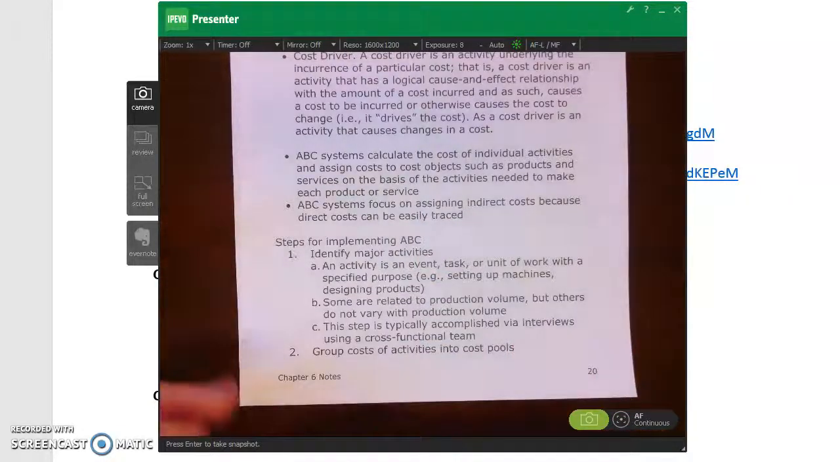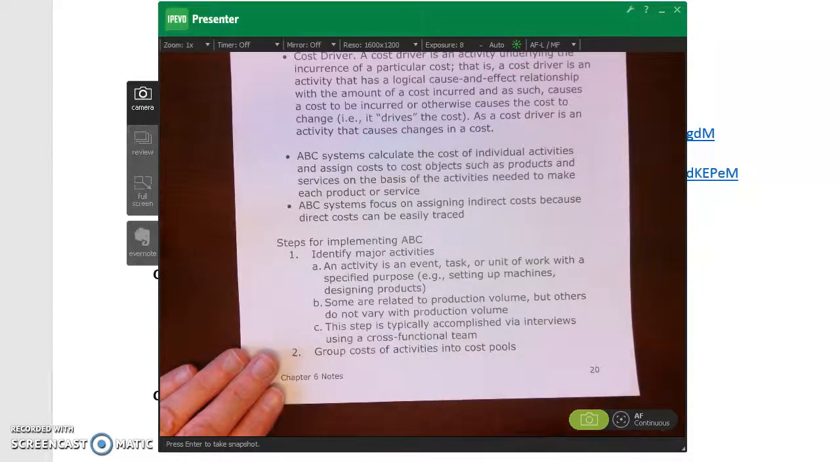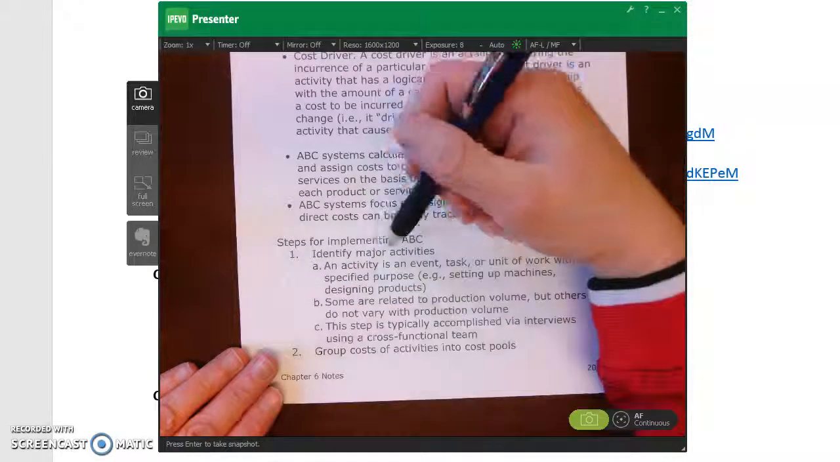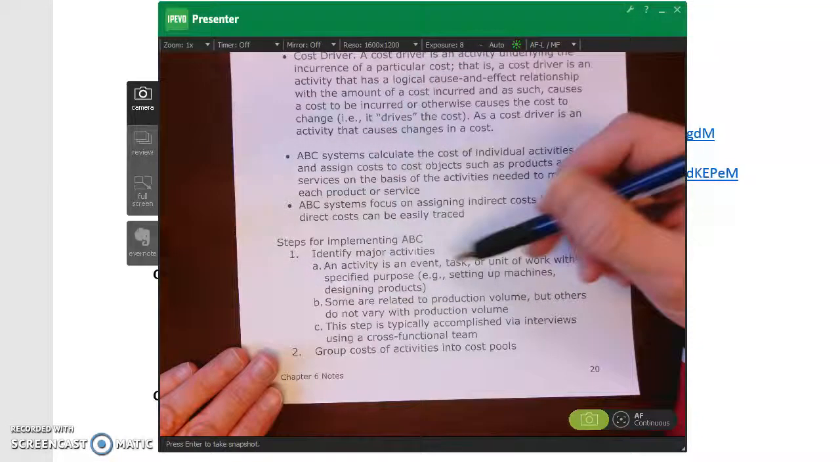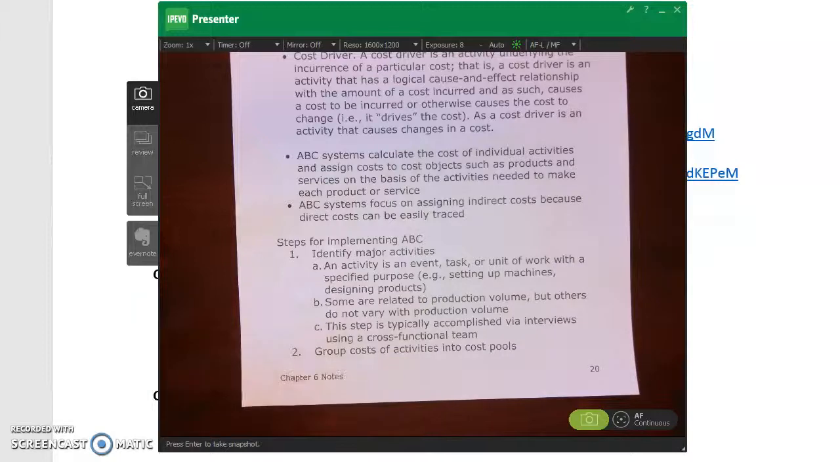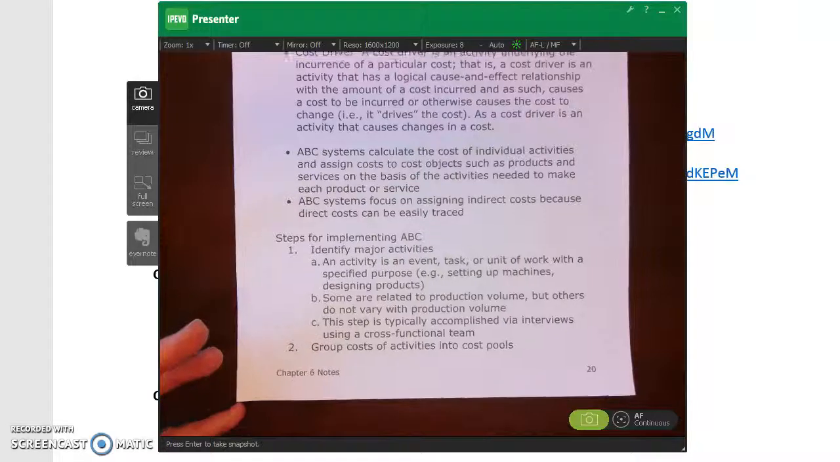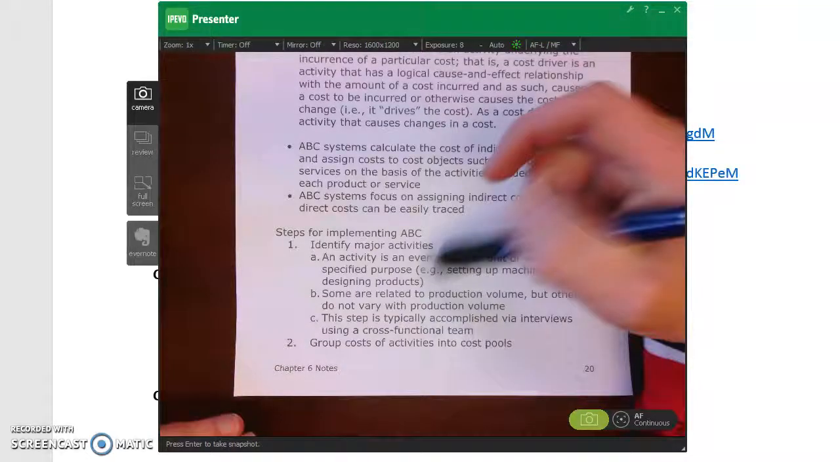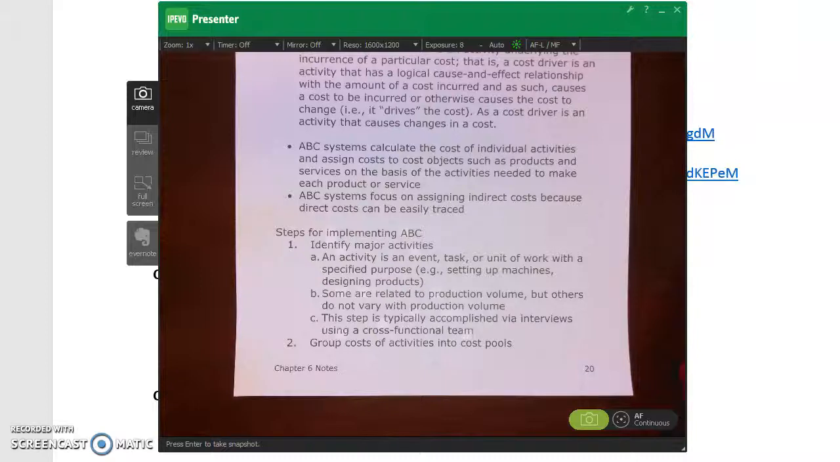And activity-based costing is kind of similar. We would sit down as an activity-based costing consultant. We would identify some major activities, and we could define a major activity as some event, task, or unit of work that has a specific purpose. So we could say fulfilling purchase orders, or completing IT help desk tickets, okay, or designing products, or even setting up equipment. Those are all tasks.